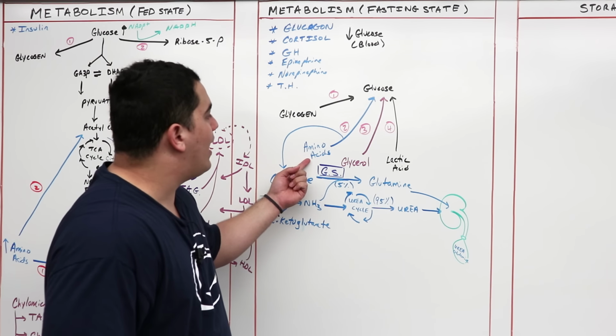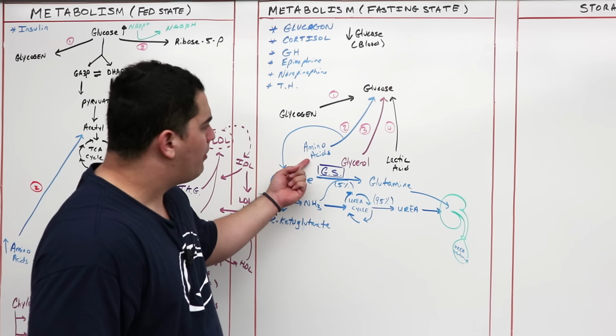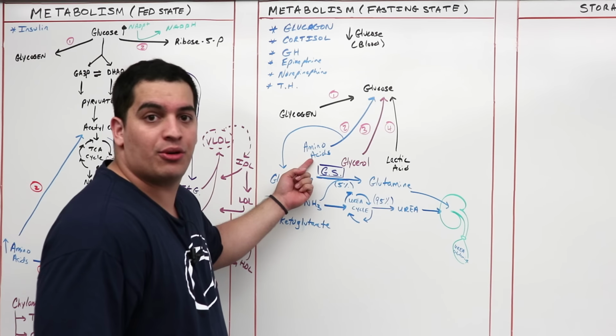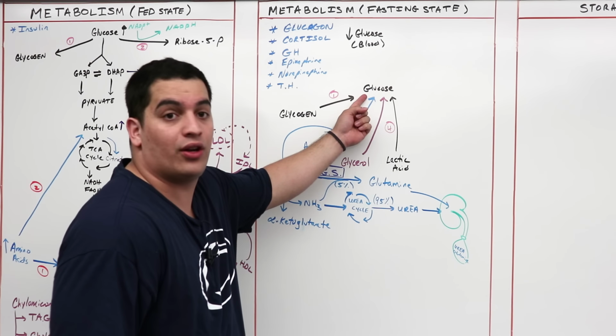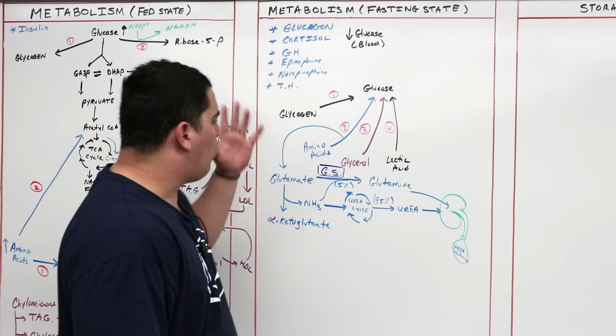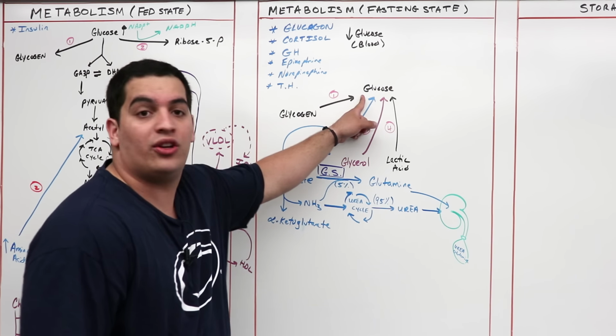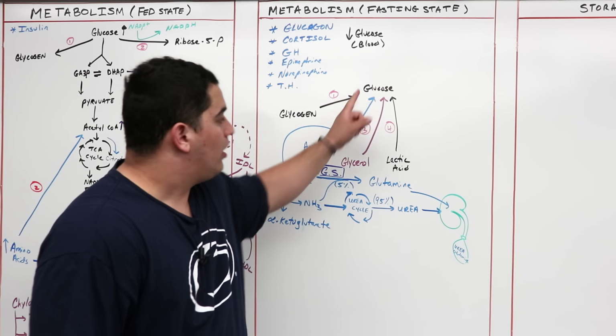As a result of amino acid metabolism, particularly in the fasting state, the amino acids undergo the transamination process and are converted into glucose via gluconeogenesis, or we can take the amino acids and not just convert them into glucose, but utilize them for energy.